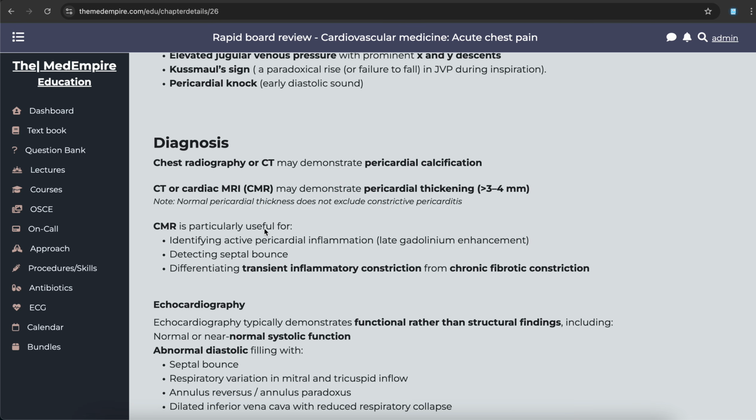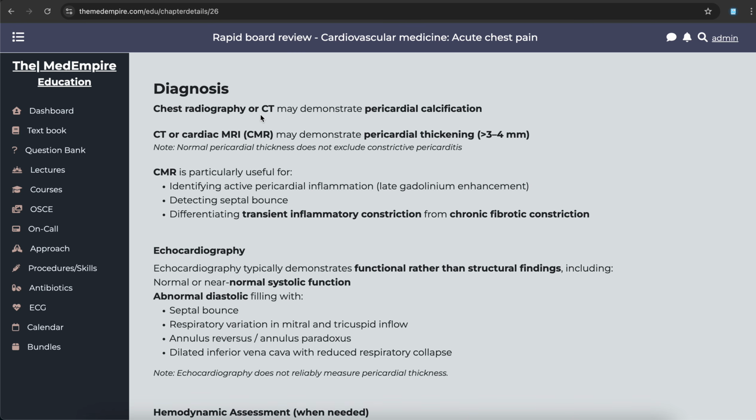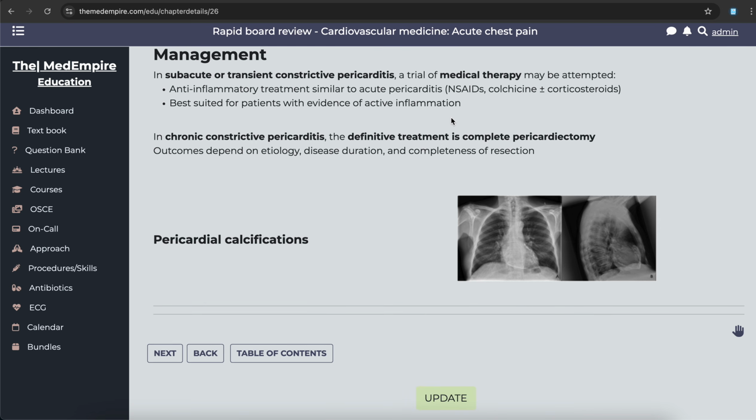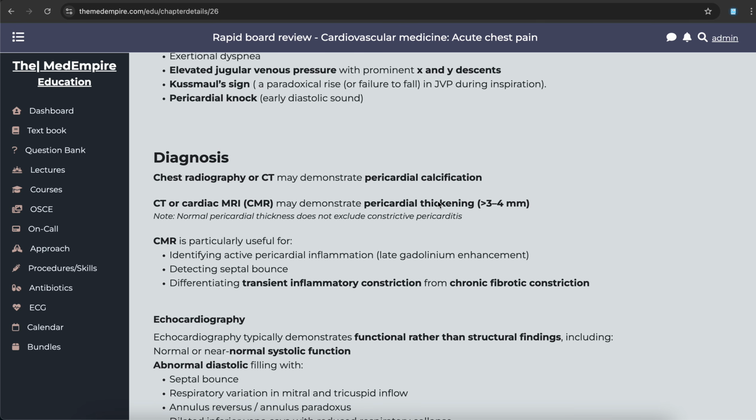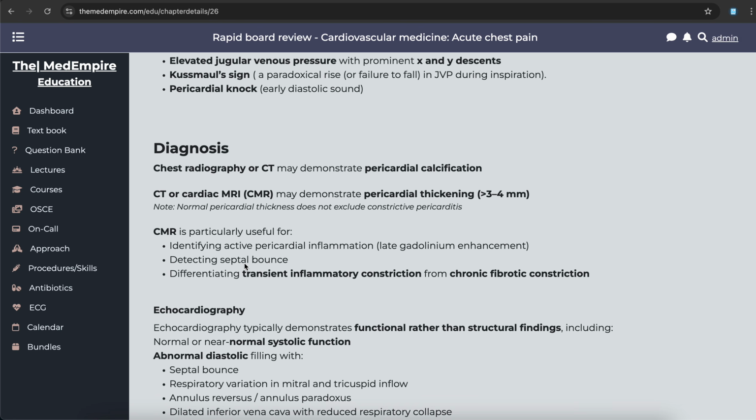So how do you diagnose constrictive pericarditis? Well, X-ray or CT will show the pericardial calcification, and you can see here a posteroanterior X-ray showing the calcification here in the pericardium, and in the lateral X-ray as well. CT and cardiac MRI will also show pericardial thickness of more than 3 to 4 millimeters, and the cardiac MRI is specifically useful in identifying active or acute pericardial inflammation, and the abnormal septal bouncing will detect it and can differentiate between transient inflammation or chronic fibrotic changes.